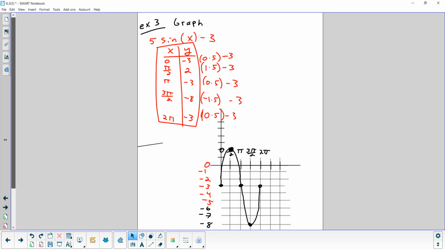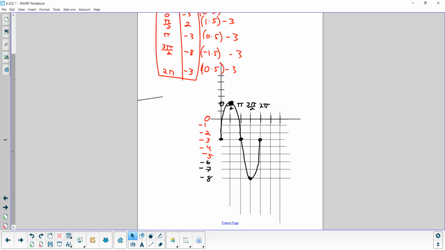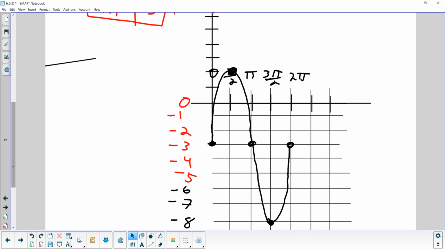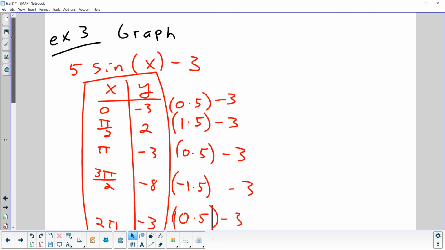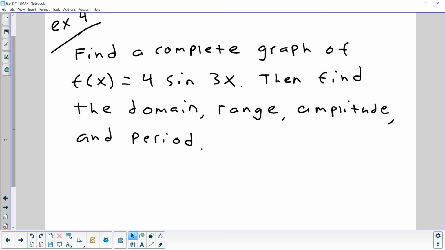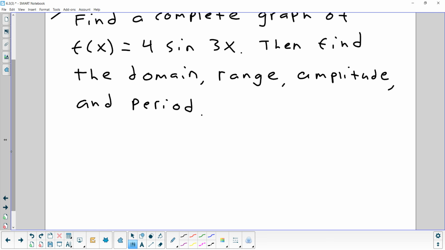All right, so it was stretched vertically by a factor of 5, and then it was shifted down 3 units. Okay, any questions on that one? All right, so I think that takes care of the multi-step transformations. This is more of a graphing question. It says find a complete graph on the calculator, and then identify these things: domain, range, amplitude, and period.